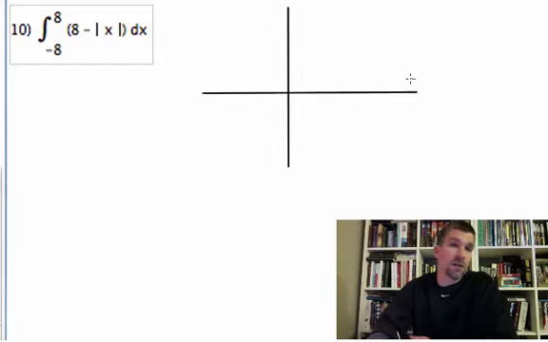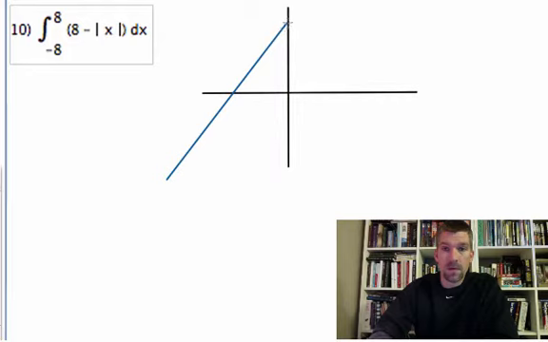In this particular case, it's going to open down, and it's going to cross the y-axis at 8. So we're going to have a shape something like this. And again, it doesn't need to be super exact. Now, what we're really interested in is what happens at these 8s.